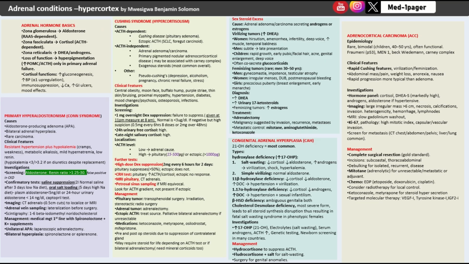And specifically, we're going to look at the adrenal cortex, and we are going to see first the conditions where the adrenal gland is hyperactive, the cortex. So I named this the hypercortex.